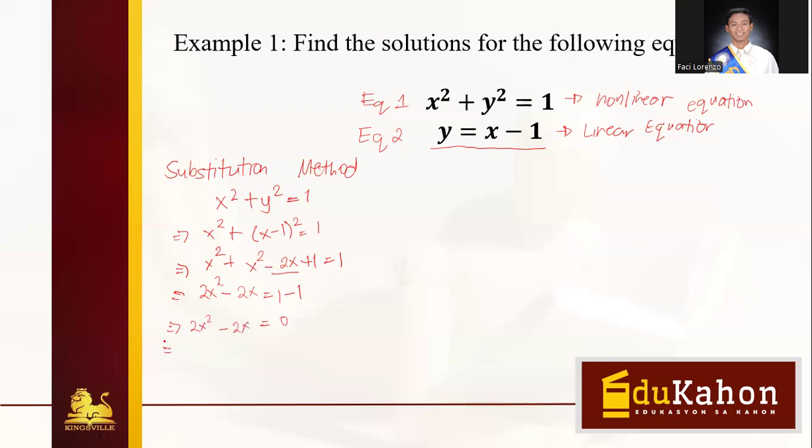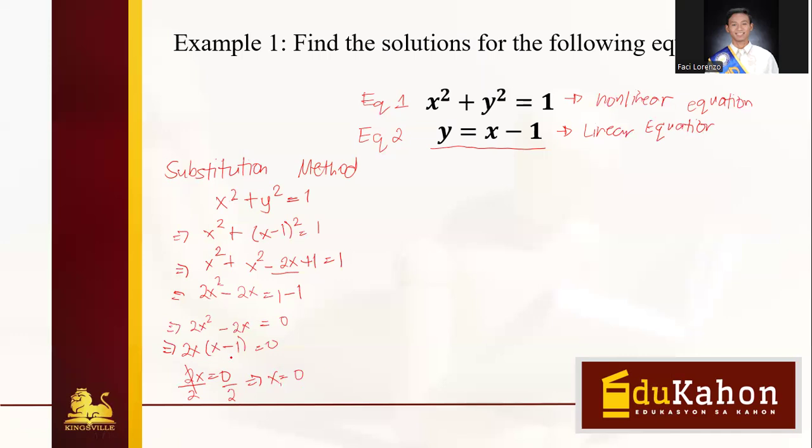If we factor out 2x, what remains is x minus 1, equal to 0. Now we have two possible values for x. If we equate 2x to 0, so 2x is equal to 0, and if we divide both sides by 2, the value of x here will be x is equal to 0. And this is for x sub 1.